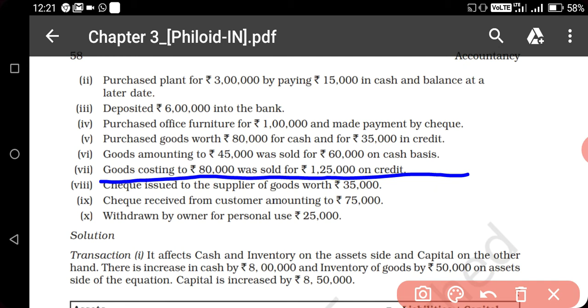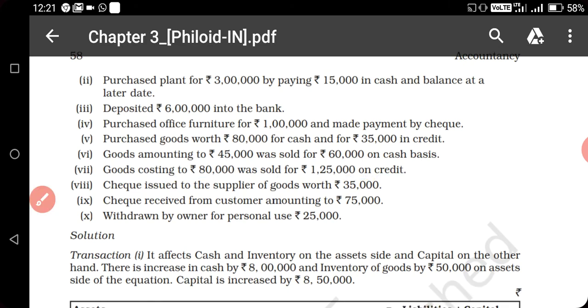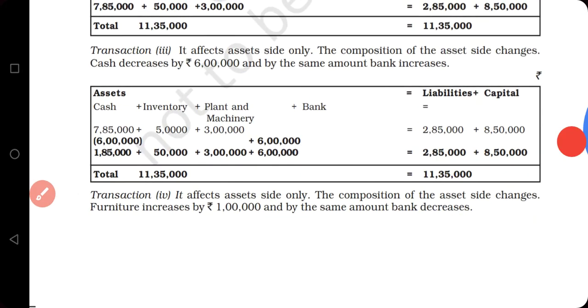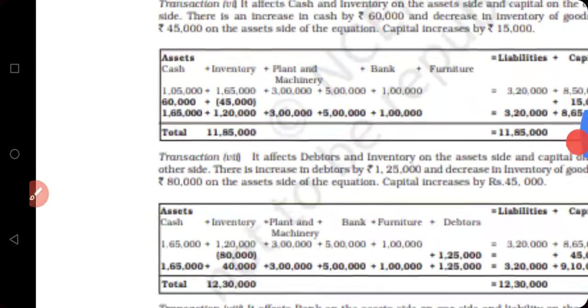Earlier transaction was the cash transaction and this is the credit sale. Cost is 80,000 and we have sold these goods to the customer for 1,25,000 on credit. Now see the effect on the accounting equation.